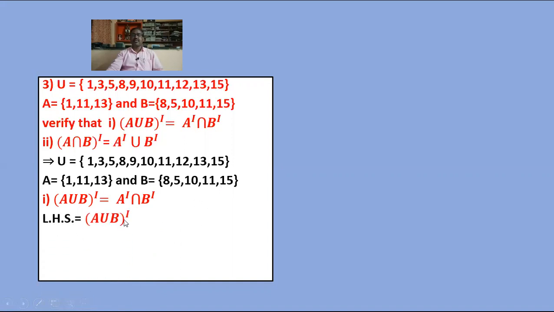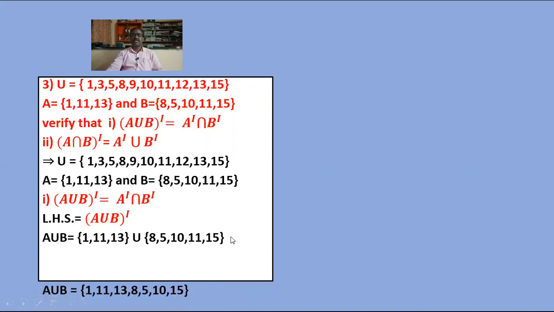LHS side is A union B complement. First, to find A union B. A union B is all the elements contained in sets A and B. Set A: 1, 11, 13 and set B: 8, 5, 10, 11, 15. All elements written in a single set. A union B set is 1, 11, 13, 8, 5, 10 and 15. This is the A union B set. A युनियन बी म्हणजे संच ए आणि बी मधील सर्व घटक एका संचामध्ये लिहिल्यास A युनियन बी सेट तयार होतो.